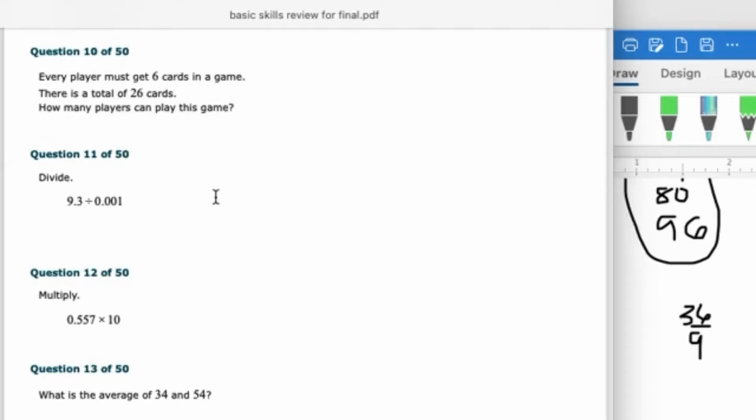What? I know, but you don't have enough cards for a 5th person to play.